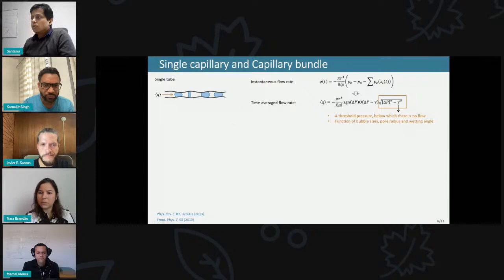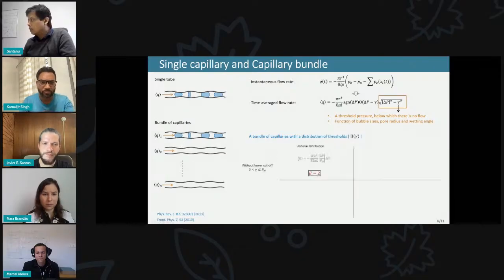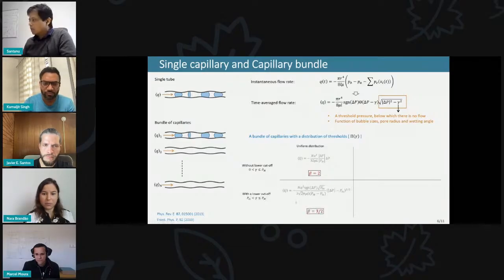So then we go to the bundle of such tubes with a distribution of this gamma. All these tubes have different gamma, but everything else is the same. And then by integration, we can calculate the total flow rate for this bundle. And we get beta equals 2 for a uniform distribution when there is no lower cutoff in this distribution. And if we put a lower cutoff in this distribution in a certain range, we get beta equals 3/2, this is 1.5. And these are analytical results.